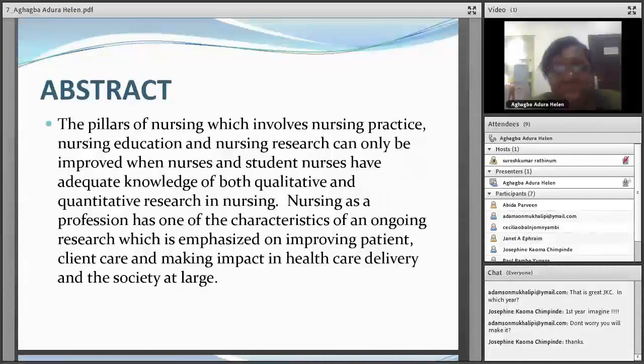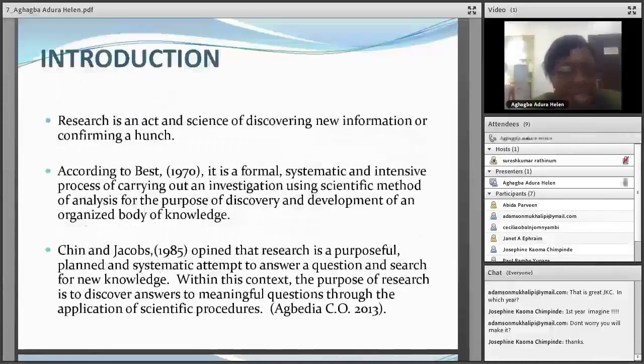Nursing as a profession has one of the characteristics of an ongoing research which is emphasized on improving patients' client care and making impact in healthcare delivery and the society at large. Introduction. Research is an art and science of discovering new information or confirming a hunch.